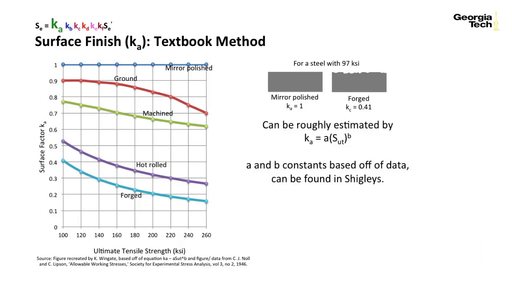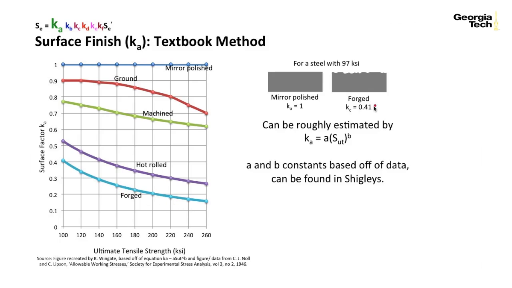Here on the left, you can see a figure that shows the relationship for steels, with increasing strength along the x-axis and the surface factor along the y-axis. For a mirror polished steel, there's going to be no reduction in endurance strength. Your Ka will be 1. For a ground steel, you'll get somewhat of a reduction in endurance strength that will increase as your strength goes up. And for components with a rougher surface, you get quite a reduction in your endurance limit.